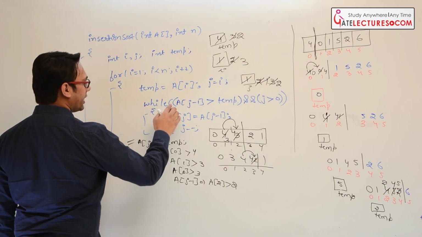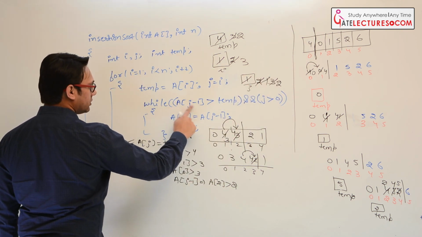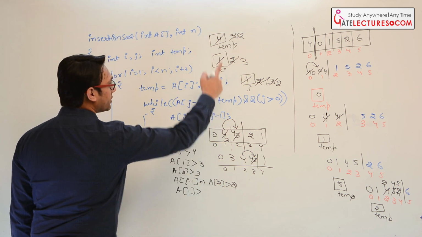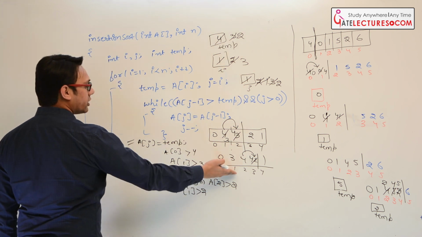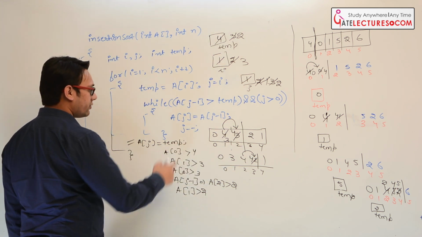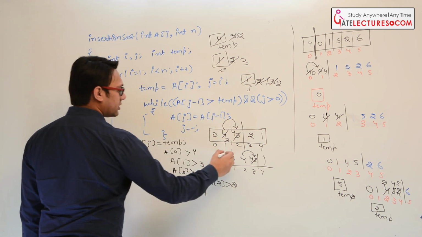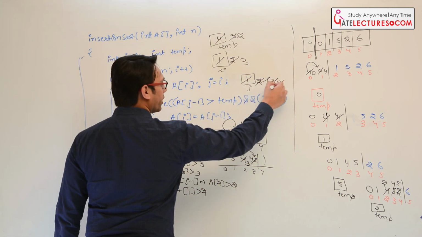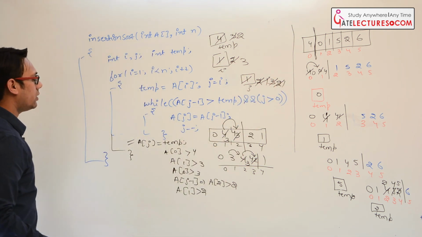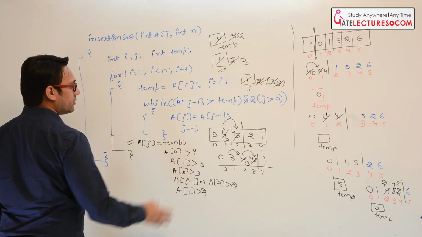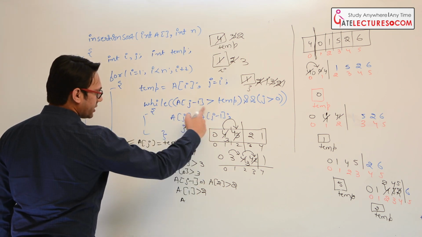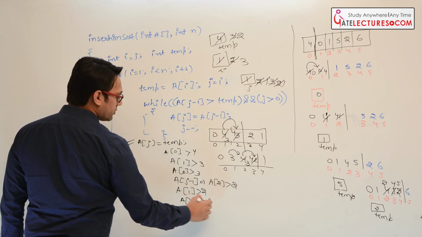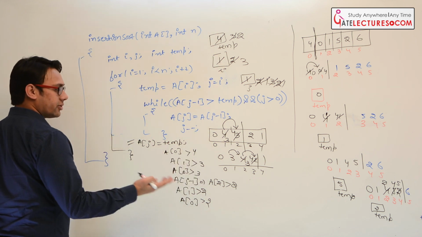Now check while a of j minus 1. What this means is a of 2 minus 1, which is a of 1, is greater than temp. The value stored in temp is 2. What is the value stored in index location 1? It is 3. Yes, 3 is greater than 2, therefore this code will be executed. 3 will be shifted here, and j minus minus, so the value of j will become 1. Now again check this condition. If a of j minus 1, a of 0, is greater than temp 2, so a of 0 is 0, but 0 is not greater than 2.